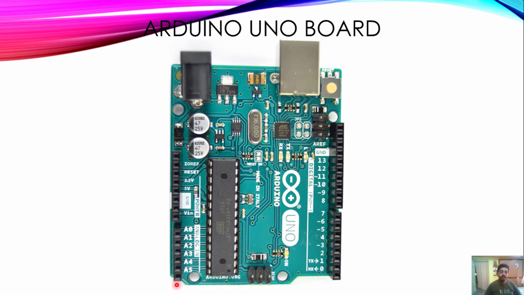Next to these analog pins, on the right hand side, we have the digital ports. We have 0 to 13, totally 14 digital pins. Here you can see pins 0 and 1 are RX and TX. These two pins are used for serial communication, and all others are digital input or output pins. You can give input to the Arduino or you can take output from the Arduino.